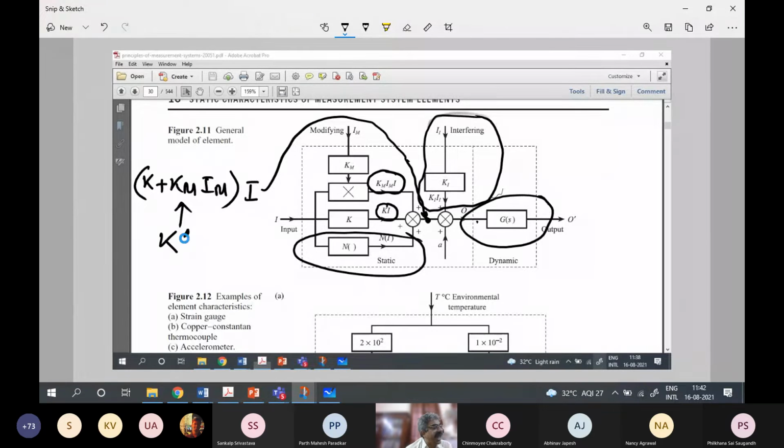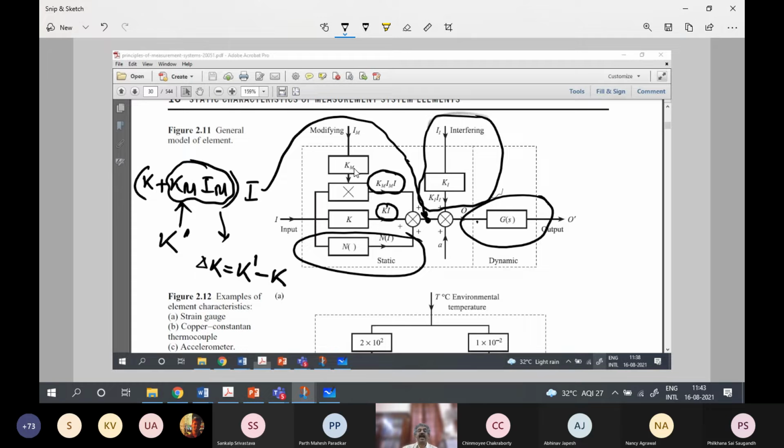So effectively what the modifying input is doing is that it is changing the gain. This K has now become K dashed. How much K dashed differs from K is the amount delta K, equal to K dashed minus K. Do you agree? So the effect of the modifying input is to change the gain. So it is a multiplicative effect. The error that will finally happen is dependent on I. Here, the error that was happening is not dependent on I. It was K_I I_I. So you see that the nature of the error being introduced in the two cases is somewhat different.